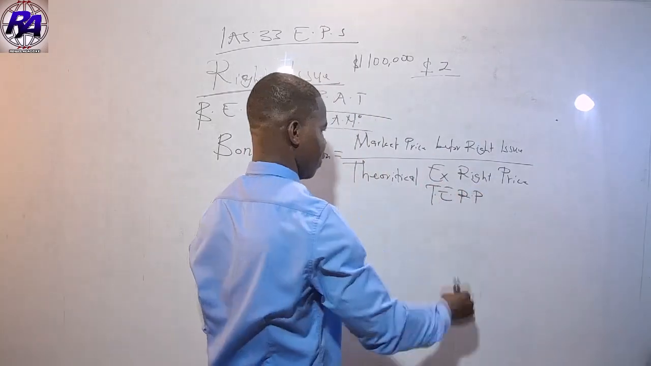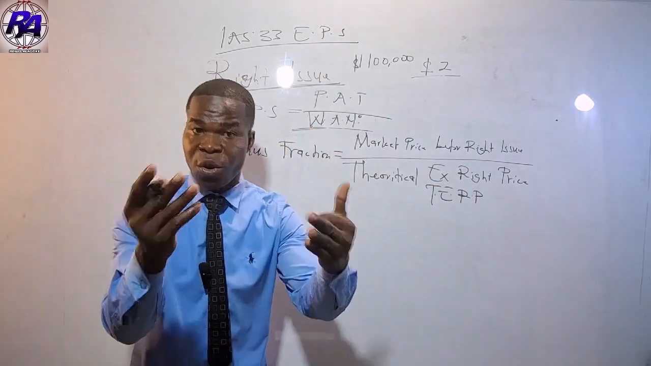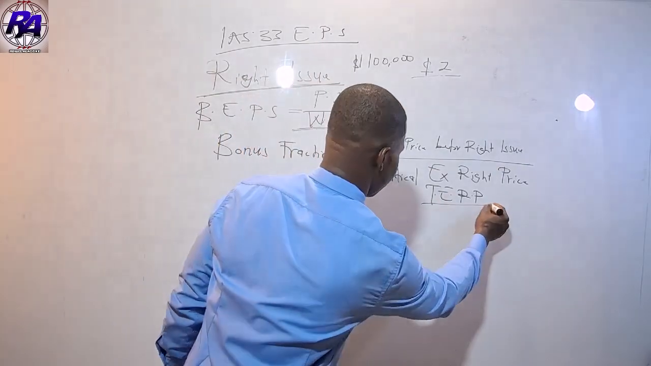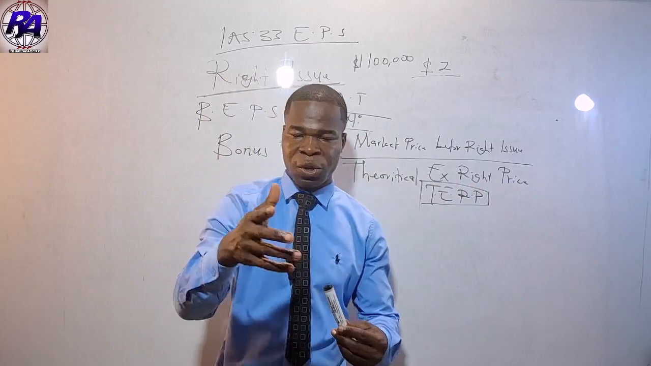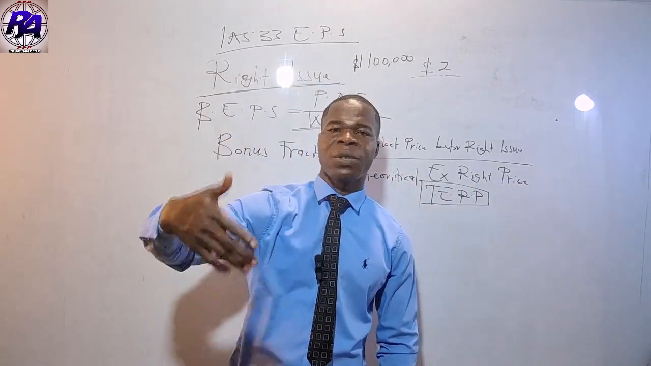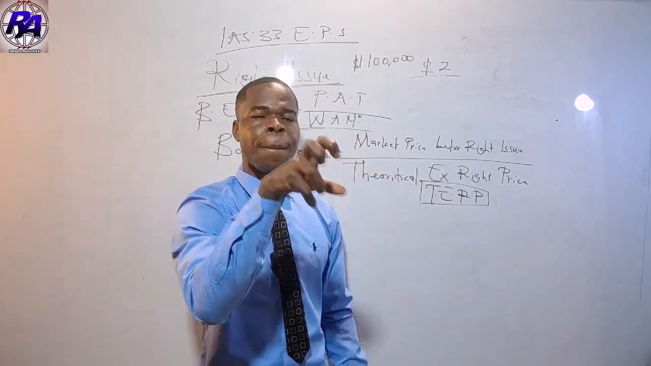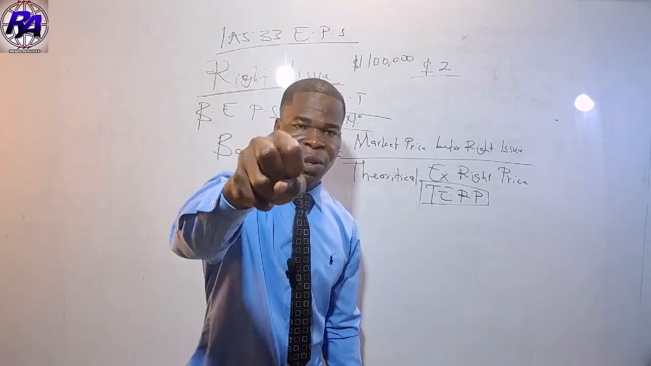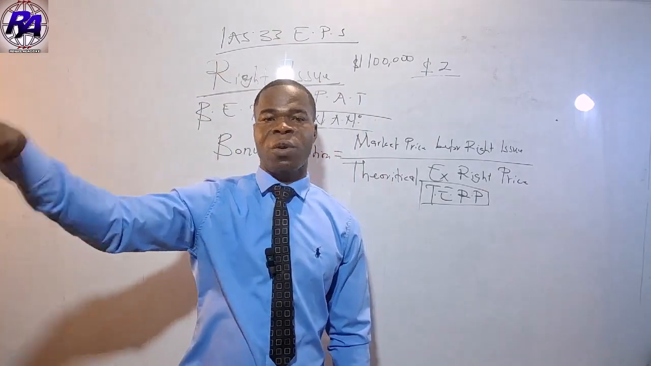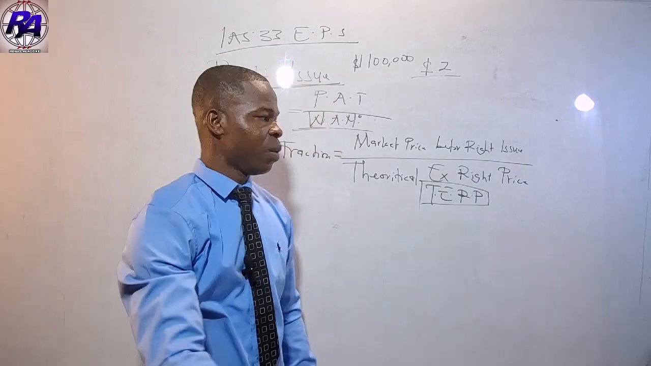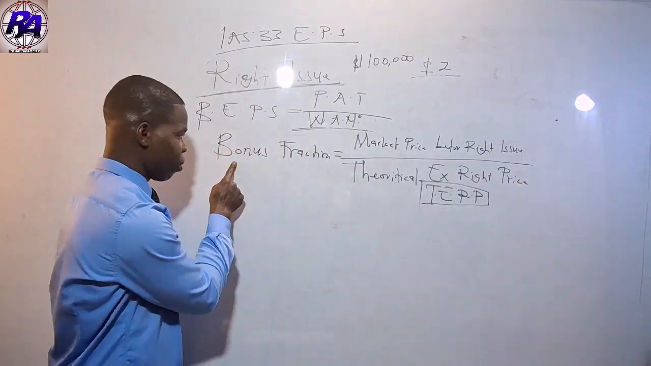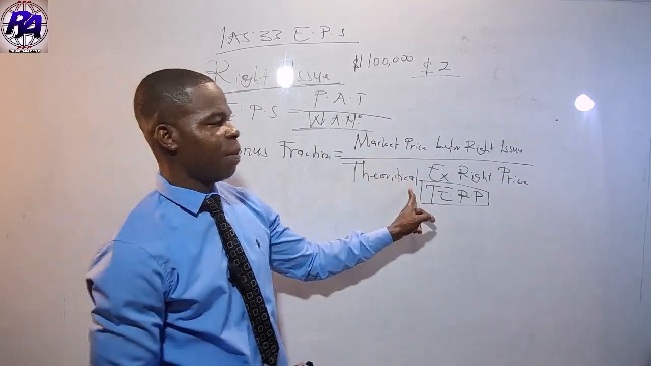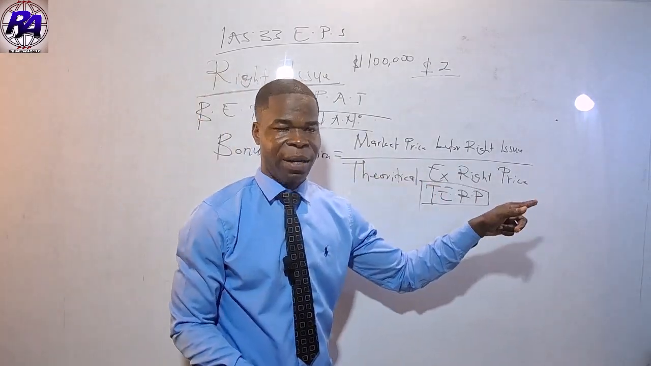TERP: Theoretical Ex-Rights Price. In theory, this is the value of shares after a rights issue. That is the meaning. In theory, how much a share is worth to an existing shareholder after a rights issue is this price. So for you to get your bonus fraction, we need to determine this particular theoretical ex-rights price.